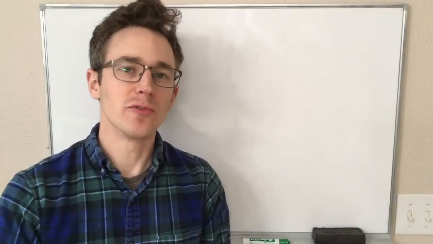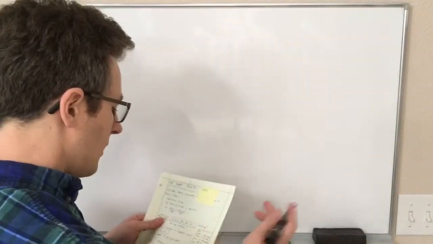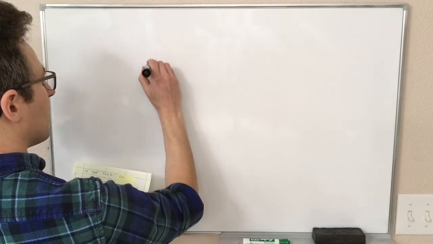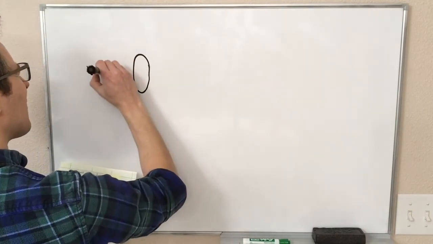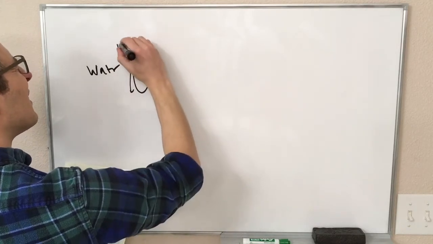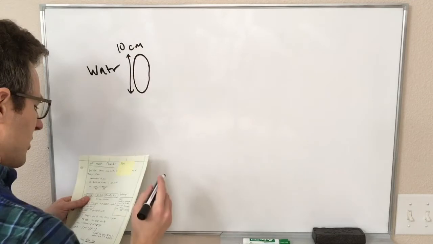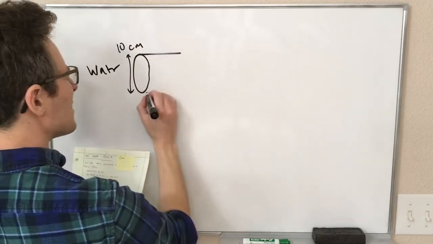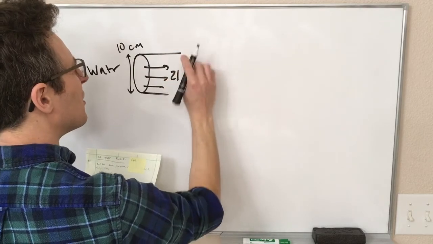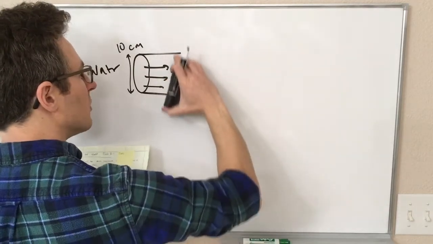All right, let's do a few fluid flow examples. So let's start by looking at some flow through a pipe. Let's say we have water in a pipe, and it is in a 10 centimeter pipe that is moving at 2.1 meters per second.